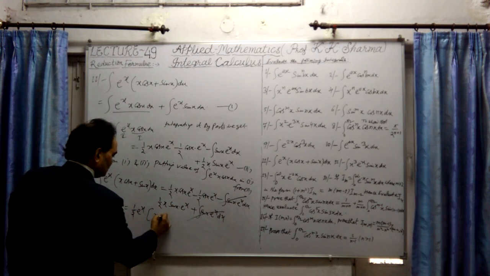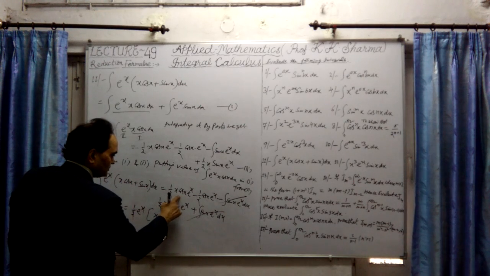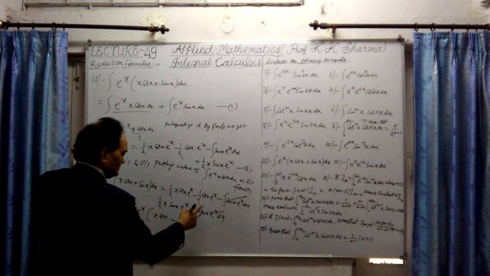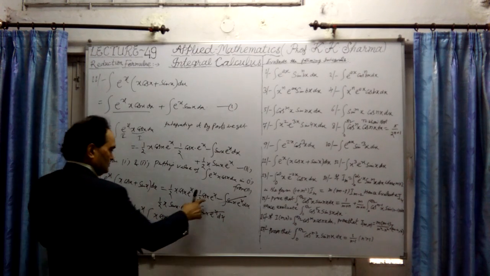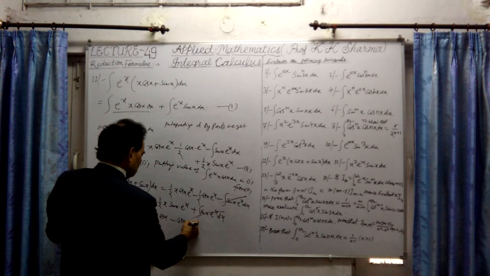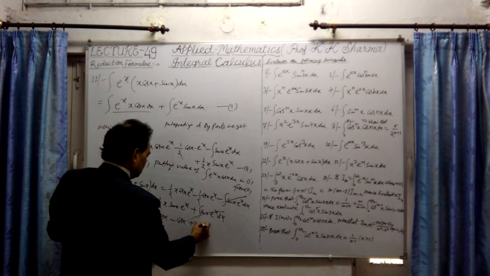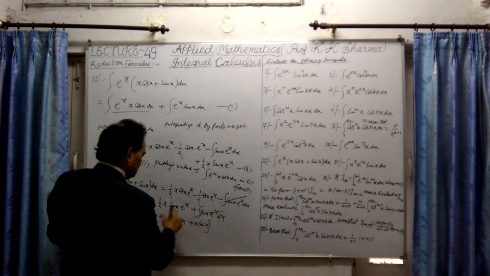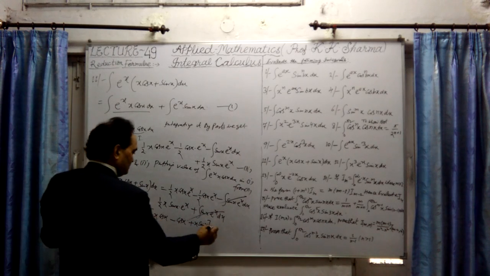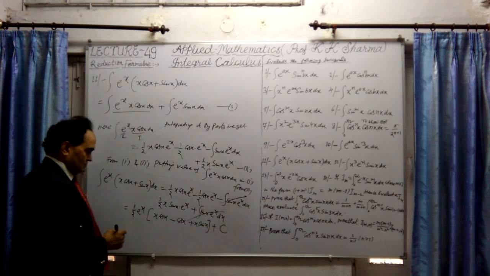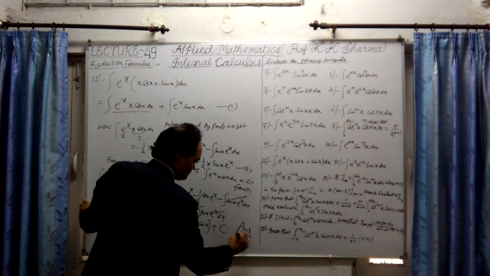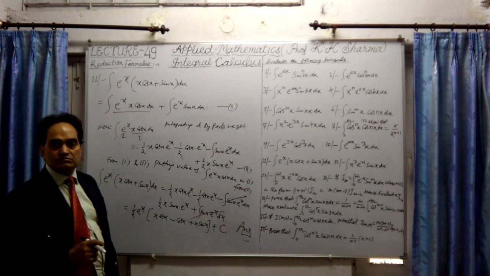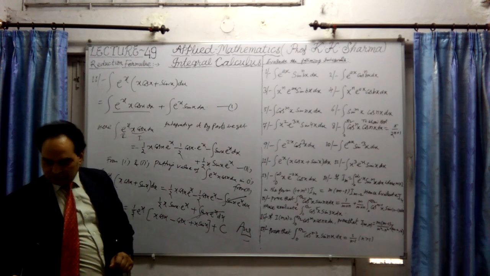First will be x cos x minus sin x. This is cos x only. Cos x here plus x sin x here plus constant of integration. This is the answer of the question. Question number 11 we are done. Question 11 is finally solved.